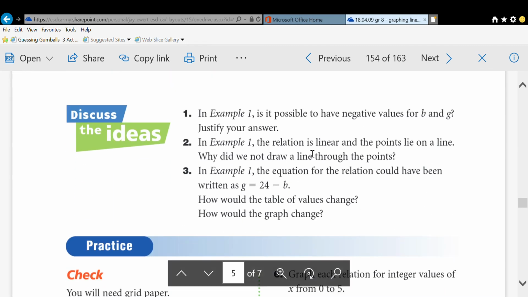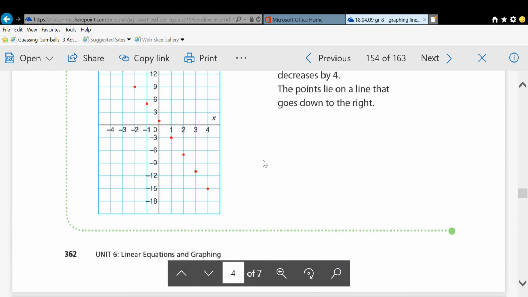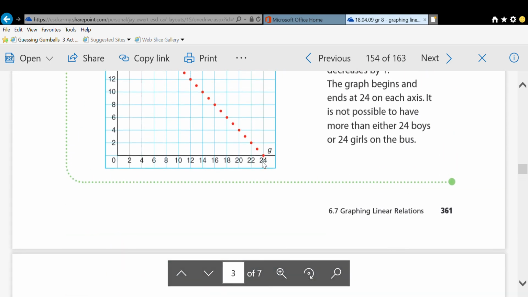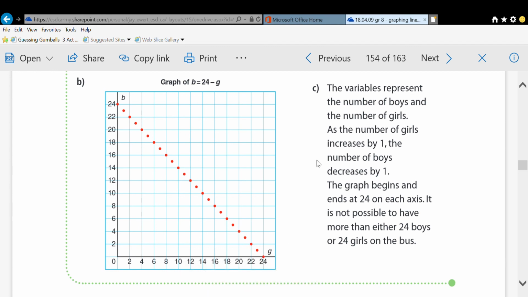In example 1, the relation is linear. That means it goes forward in a line, and the points lie on a line. Why don't we draw a line through the points? Drawing a line through the points is to extrapolate and find out where something is going. I don't think a line is necessary to extrapolate. We can clearly see the pattern of these dots, and a line is already inferred.